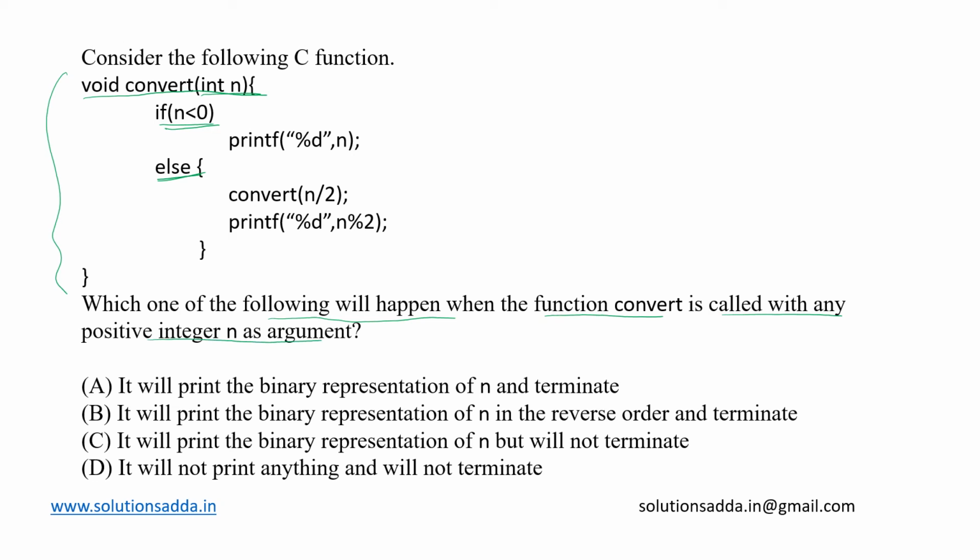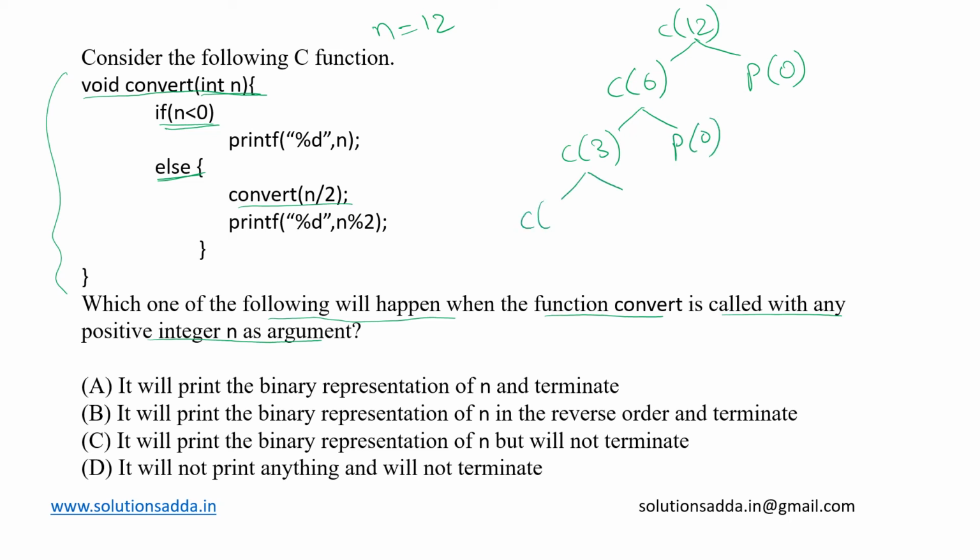So let us take some value of n, let us say 12, and let us see what happens for that. Let us denote this function call convert as c of 12. Then it will go to the else case because n is greater than 0. It will call the function convert for n by 2, which means for 6. And after coming back, it will print the value 12 modulo 2, which will be 0. For this 6, again the call will be made for 3, value printed will be 0. For this 3, call will be made for 1, value printed will be 1.